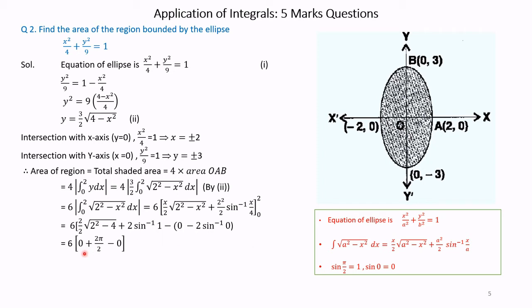Therefore, that is equal to 6 into 0 plus 2 pi by 2 minus 0. That is equal to 6 pi units. That is the answer. As in the previous case, you have to remember these three equations given in the text box below. We'll take up the next question.